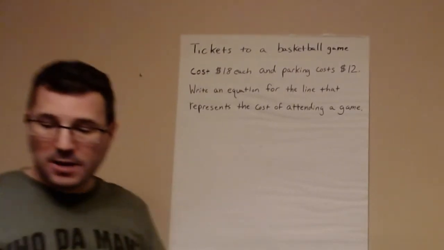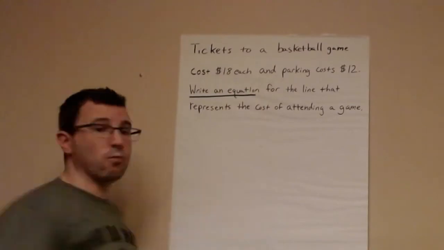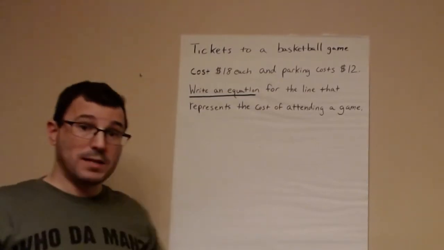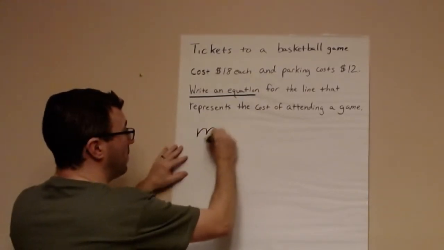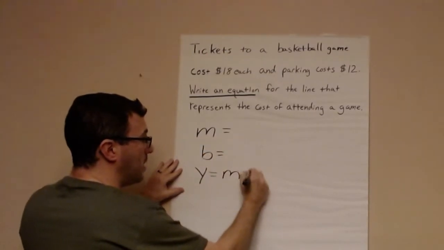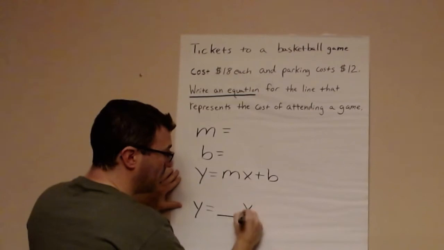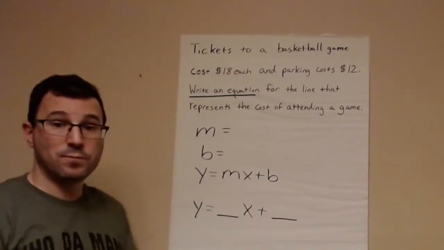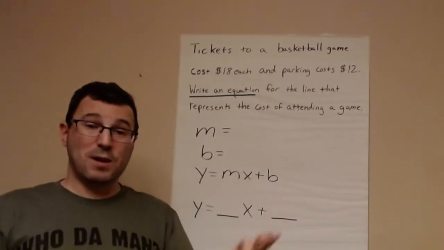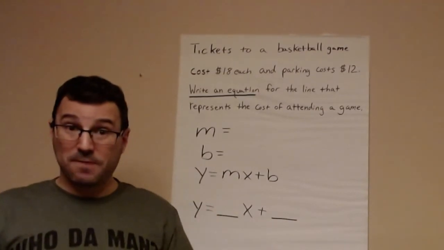So the first thing I notice, the very first thing I see, write an equation. As soon as I see that, I'm going to write my template. M equals, B equals, y equals mx plus b, y equals blank x plus blank. Now, they don't tell us right away, oh, well, this is going to be the slope and this is going to be the y-intercept. So we have to figure that out for ourselves.